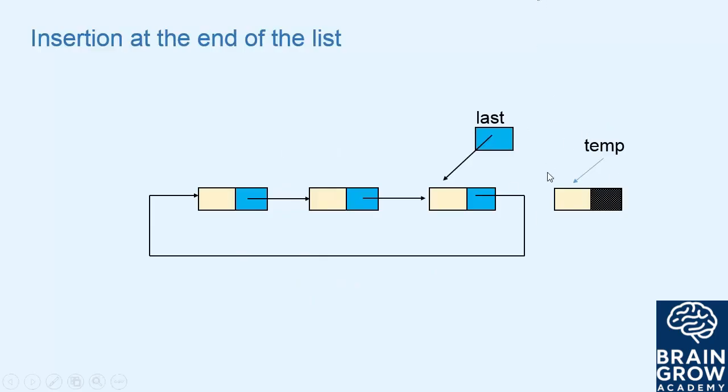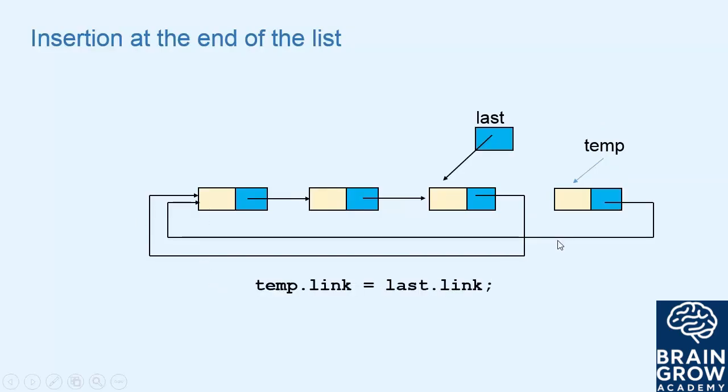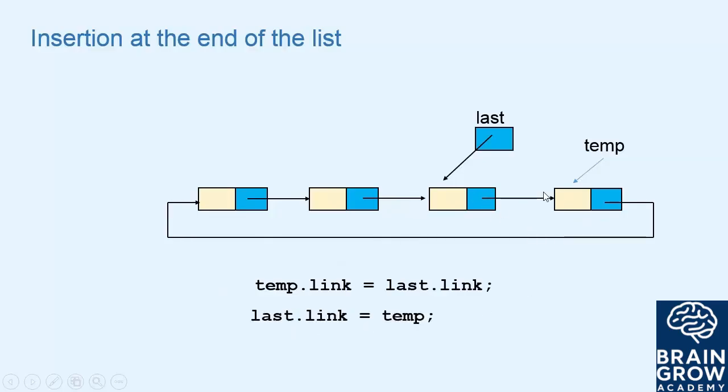Now this node will be the last node of the list. So link of this node should refer to this first node. So we write temp link is equal to last link. Now link of this node should refer to this node. So we write last link is equal to temp.